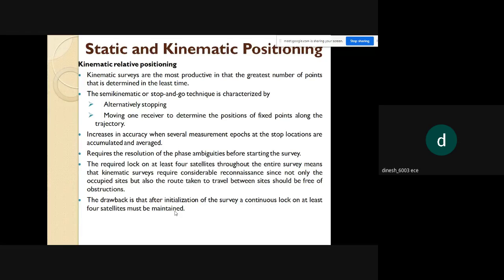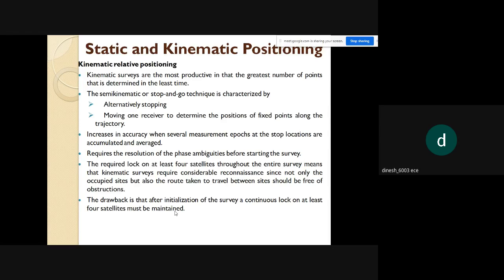This means that the kinematic surveys consider not only occupied stations but also routing, that is, movement of the receivers. Whereas in static we can accurately position only non-moving objects or non-moving tracking systems, this can be used for traveling also. So if an object is traveling, we can easily identify its position.